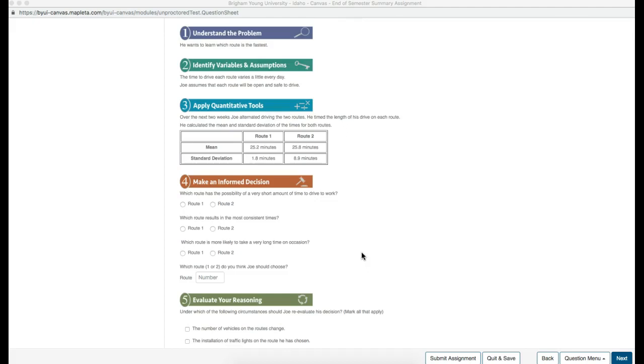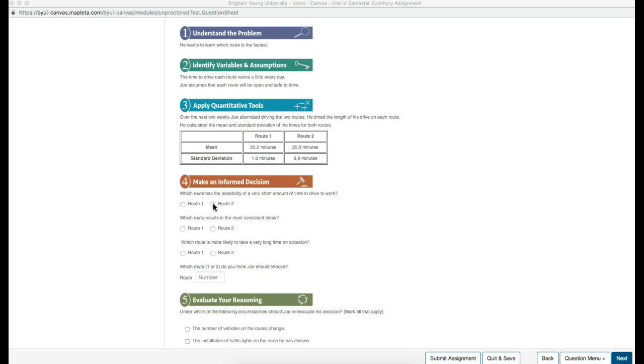Step 4, make an informed decision. Which route has the possibility of a very short amount of time to drive to work? As we were discussing, the standard deviation here is really high. That means the spread here has a lot of data points spread far away from this mean, which means that I'm going to have some very low and some very high numbers on Route 2 as opposed to Route 1 where all of them are going to be very close to the mean, an average of 1.8 minutes around that mean. So this one is going to have the option of having a much shorter route to drive.